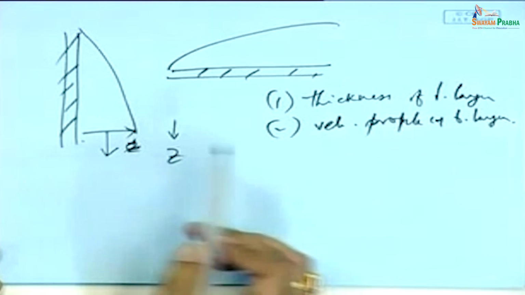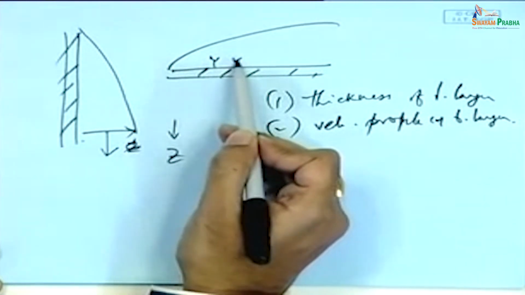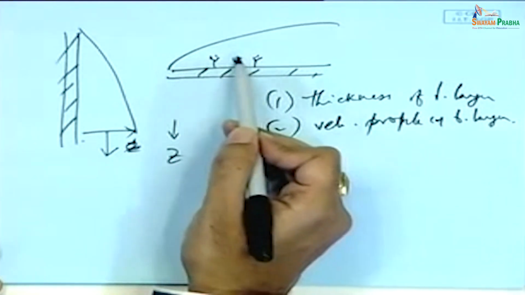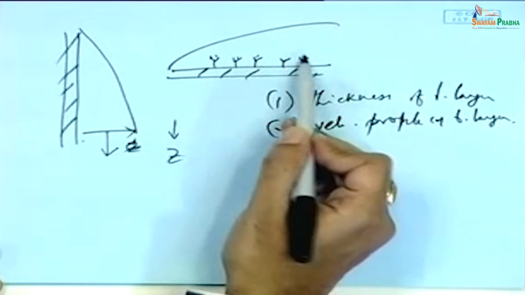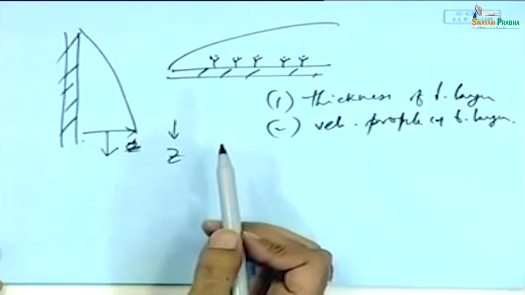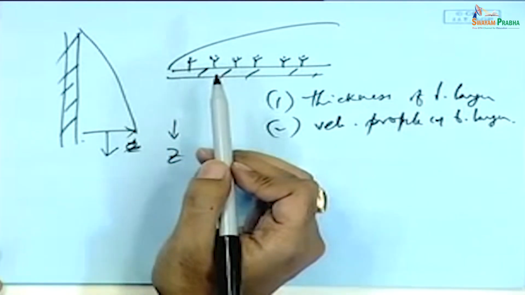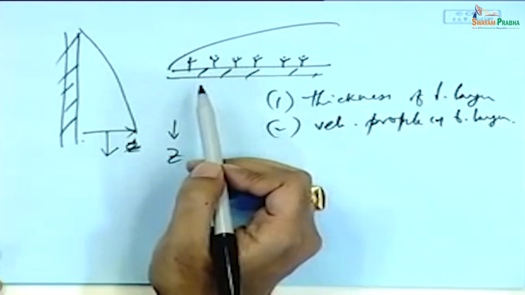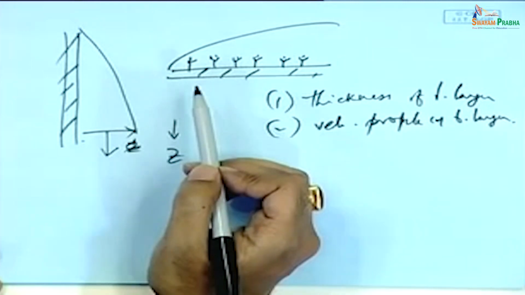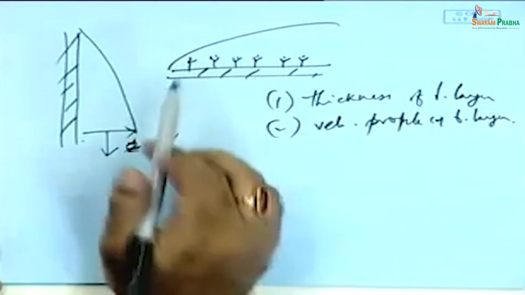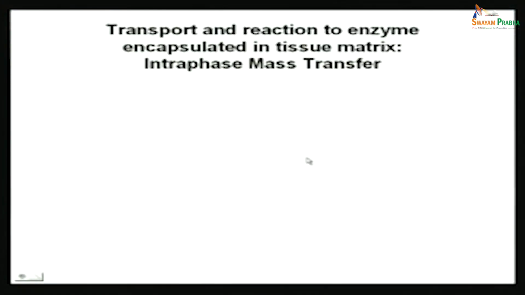Is that clear? So what we are looking at till now are these cases. If you remember, all the examples we did in the last couple of lectures are examples where the enzyme is on the surface, right? And either through diffusion or through convection, mass transfer is taking place. Now, the whole idea of today's lecture is intraphase mass transfer and reaction.